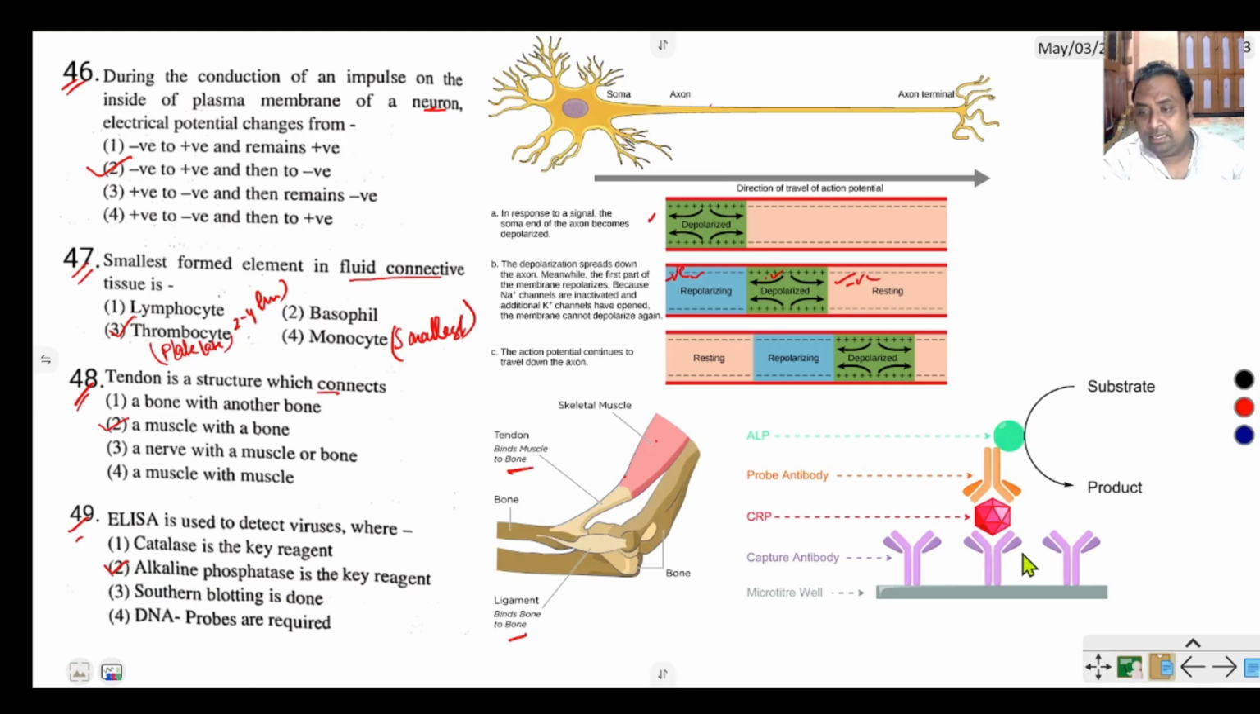You can see here this is the antibody, and we can determine the amount of this red color antigen. Then a substrate labeled antibody is used to detect this antibody-antigen complex. Here the substrate means alkaline phosphatase, and a color product is produced. By this color product, we can easily understand the presence or amount of antigen.